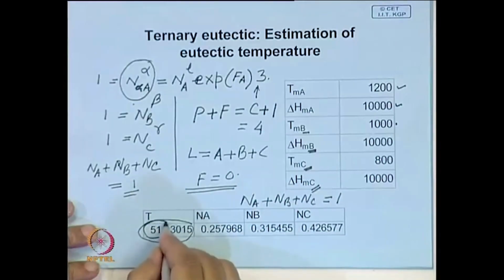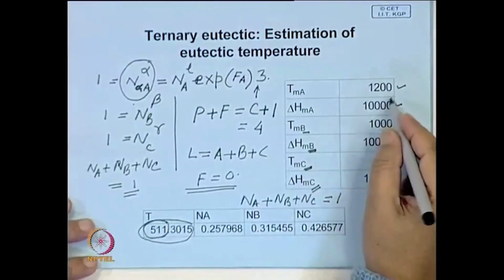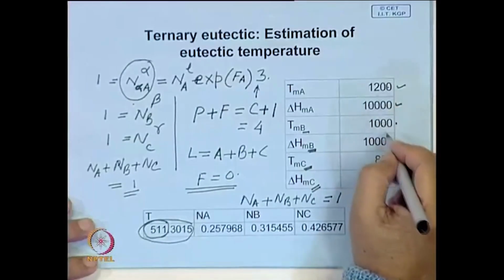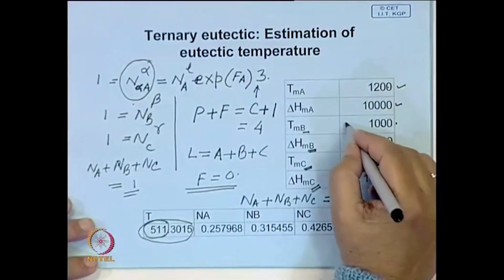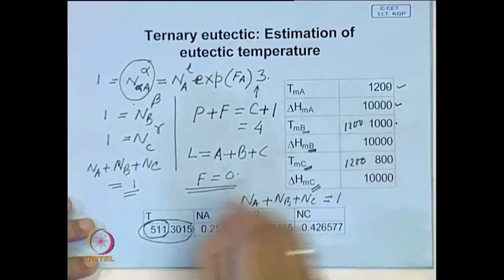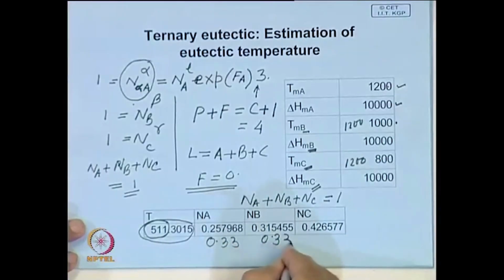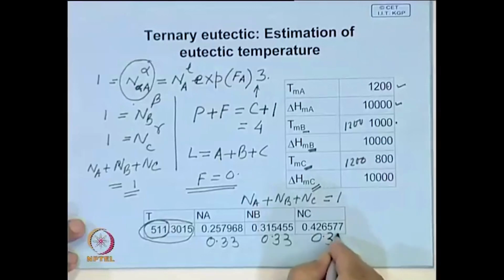In this particular case it is this. Now, if you make all these temperatures equal, say 1200, then you will find that all these points N A, N B, N C will be equal, 1/3, 1/3, 1/3.